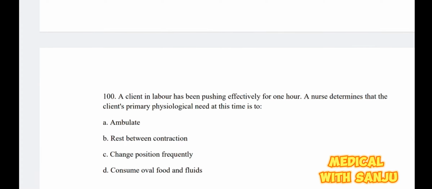Question number 100. A client in labor has been pushing effectively for 1 hour. A nurse determines that the client's primary physiological need at this time is to: option A, ambulate; option B, rest between contractions; option C, change position frequently; and option D, consume more food and fluids. Right answer is option B. She needs rest between contractions.